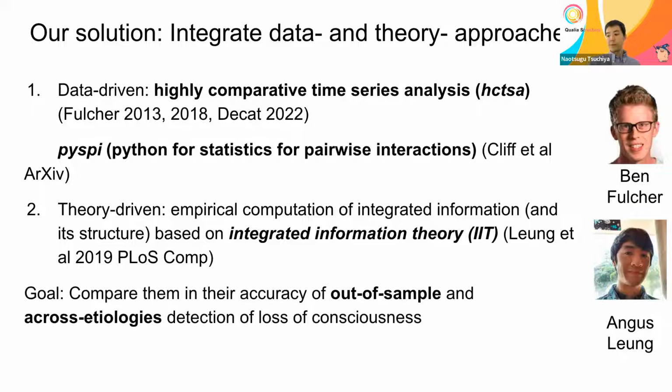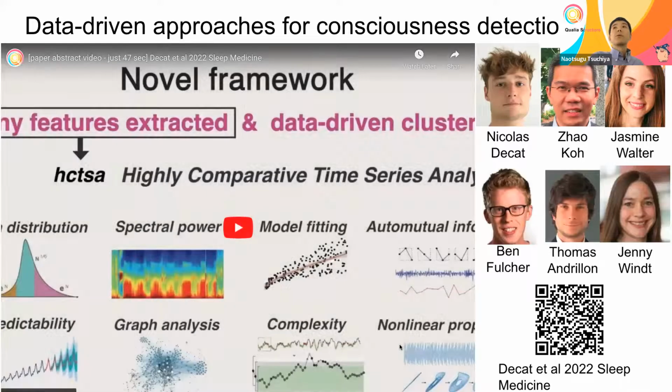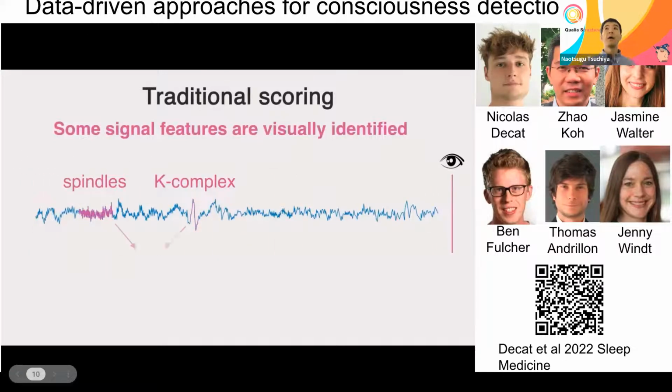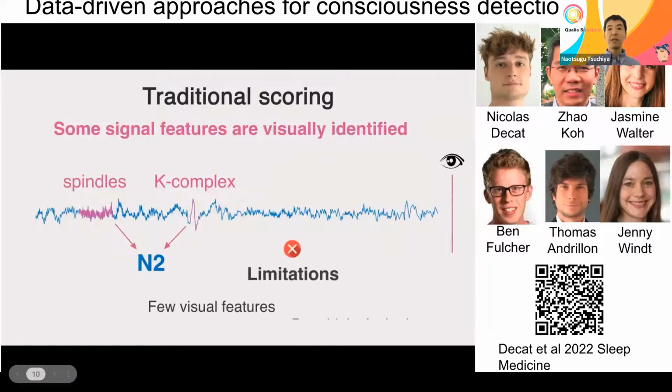So the goal of this project overall is to compare them in terms of the accuracy of out-of-sample performance, and also try to generalize it across etiologies of the detection of loss of consciousness. So that leads to our initial try of this HCTSA approach on sleep EEG data.